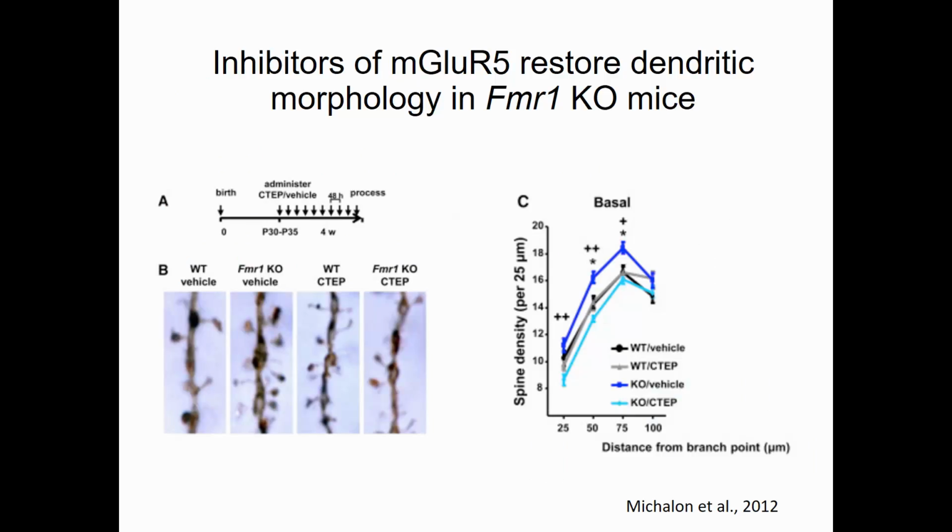And indeed, if you look at the FMR1 knockout mouse model that we talked about in the last lecture, inhibitors of mGluR5 can restore some of the dendritic morphology. So again, these knockout animals have an increased number of spines. The blue, the knockout that was given vehicle, have an increase in the spine density. And then if you treat these animals with CTEP, this lowers the number of spines and restores it to the wild type level.